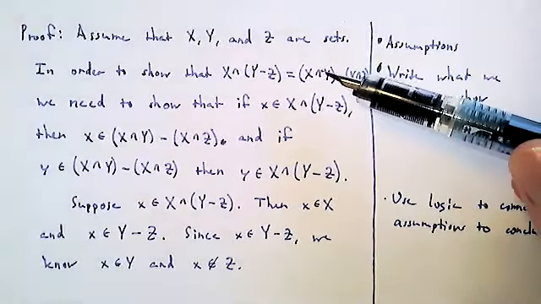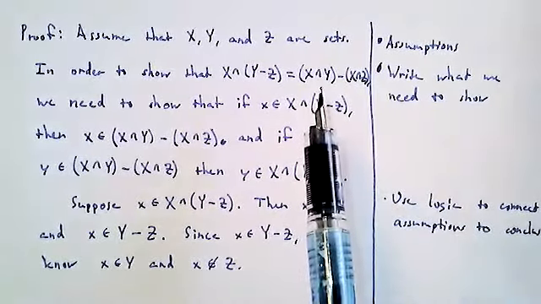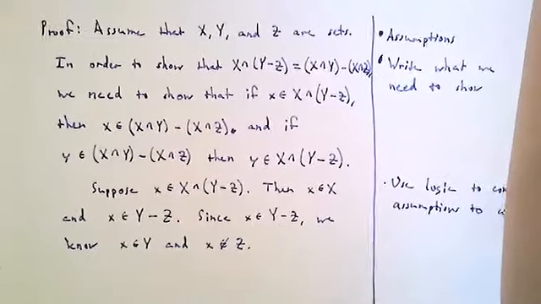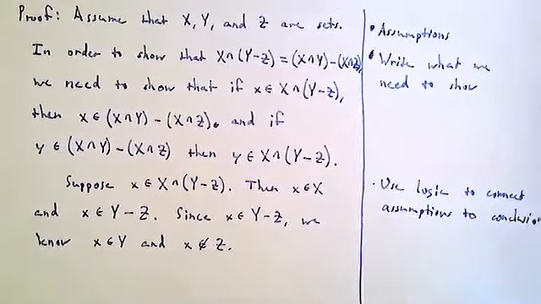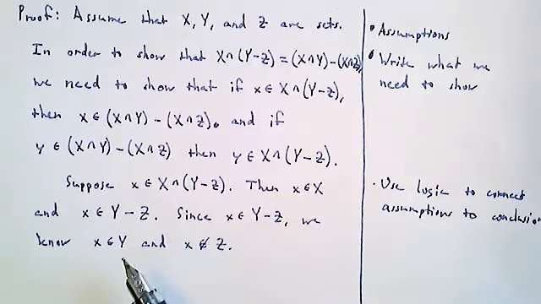Let's see if they add up to meaning that it's an element of the right side, x intersect y minus x intersect z. What do you think? Well, we know x is in both x and y. That means little x is in the intersection of the two sets.